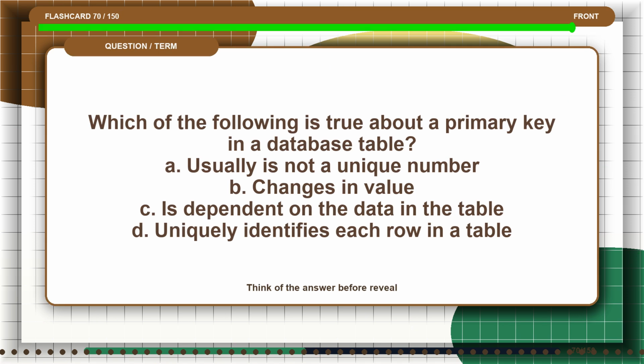Flashcard 70. Which of the following is true about a primary key in a database table? A. Usually is not a unique number. B. Changes in value. C. Is dependent on the data in the table. D. Uniquely identifies each row in a table. Think of the answer before the reveal.